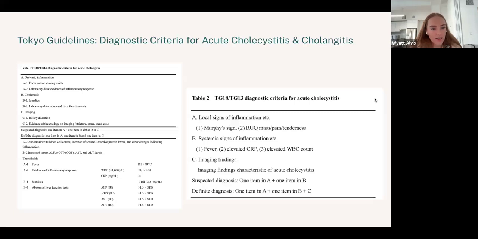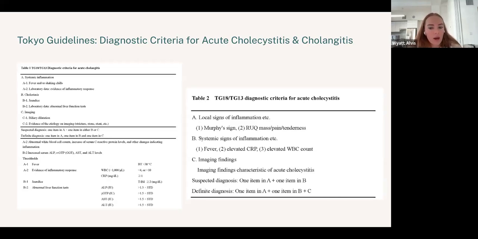So you can see here there are two Tokyo guidelines, because there's one for acute cholangitis and then one for acute cholecystitis. Sorry, the table is a little bit small, but there's a lot more that goes into acute cholangitis, obviously, because it is more severe. Essentially, they're helpful in the ED because they help us move beyond just our clinical knowledge, which of course is important, but these guidelines really help us guide both diagnosis as well as severity-based management.